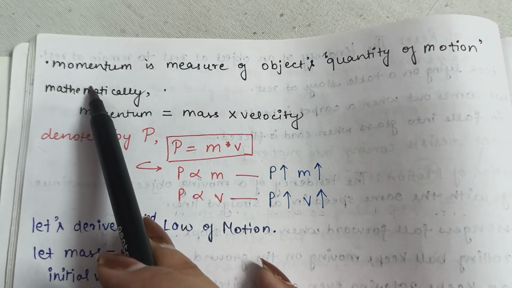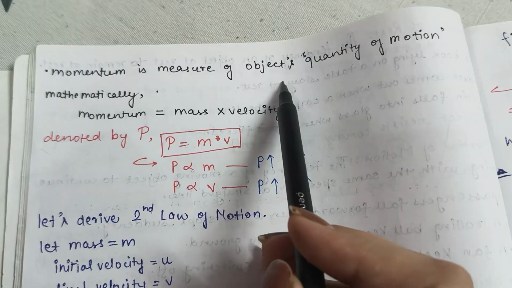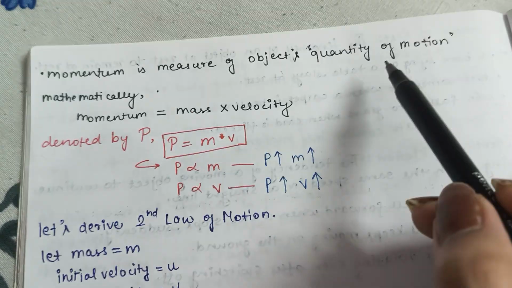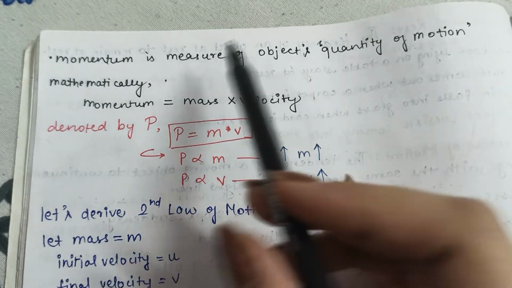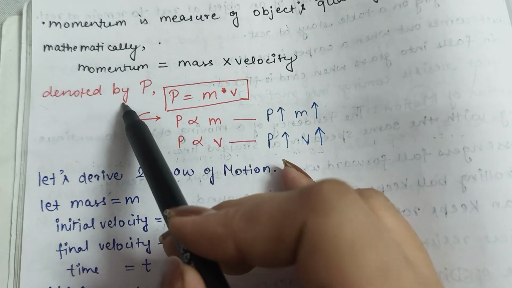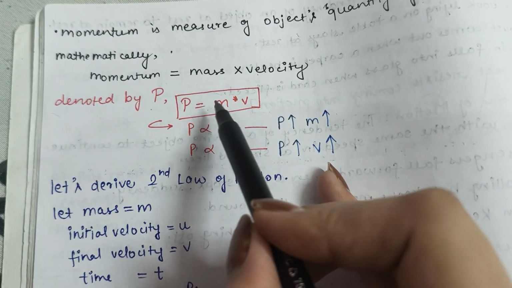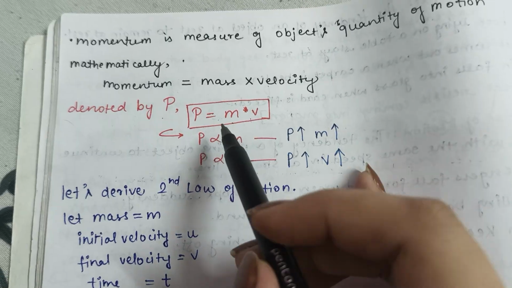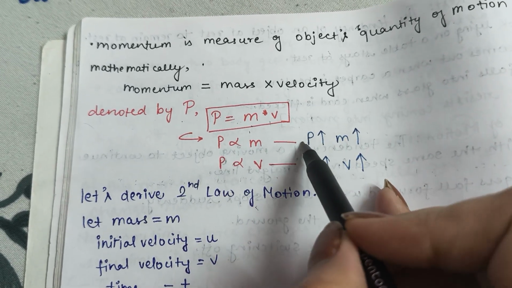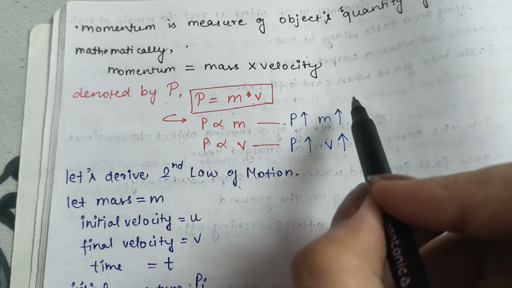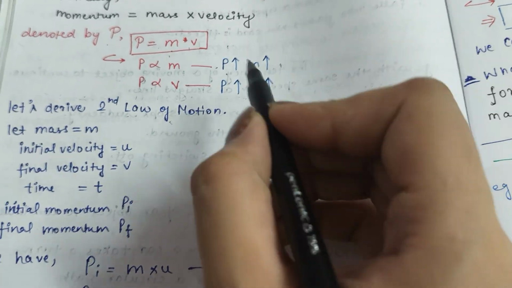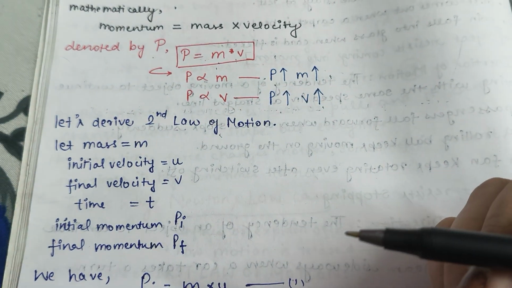Now let's start with the word momentum, which is a measure of the object's quantity of motion. Momentum is nothing but the quantity of motion. Mathematically, momentum is equal to mass into velocity, and it is denoted by the letter P. P is equal to m into v. And P is directly proportional to mass and velocity. If you increase mass, the momentum will increase. If you increase velocity, the momentum will increase.